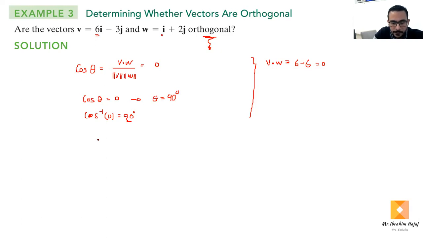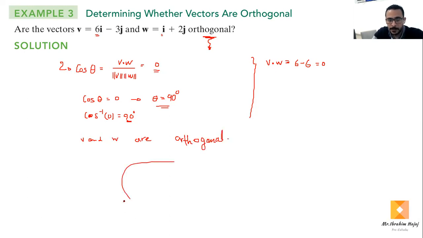Okay, nice. Any question? It's clear, guys. So to determine whether the two vectors are orthogonal, you just find the angle between them. If the angle between them is 90 degrees, then v and w are orthogonal, meaning perpendicular.